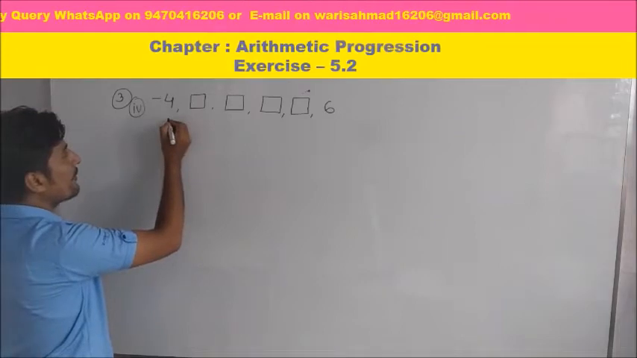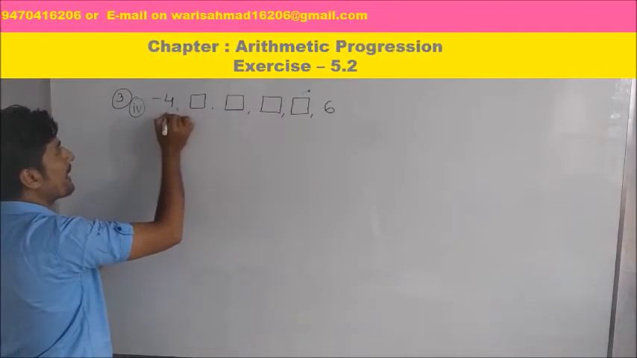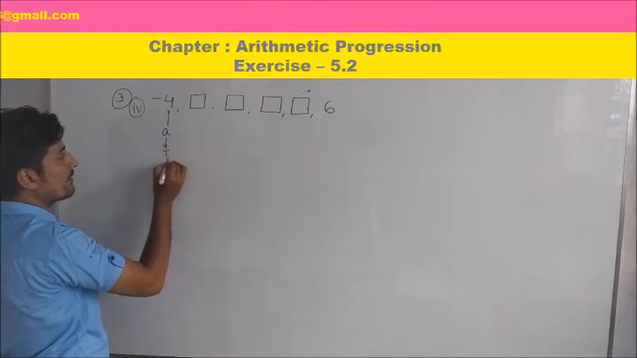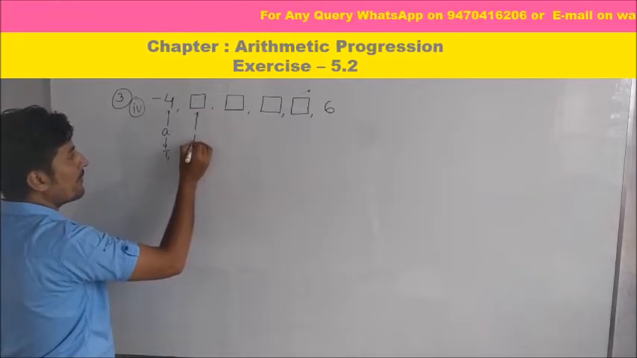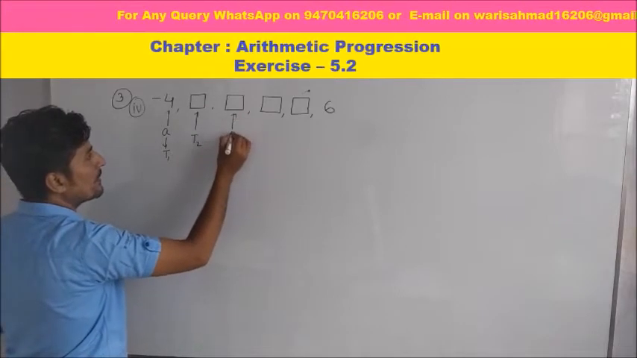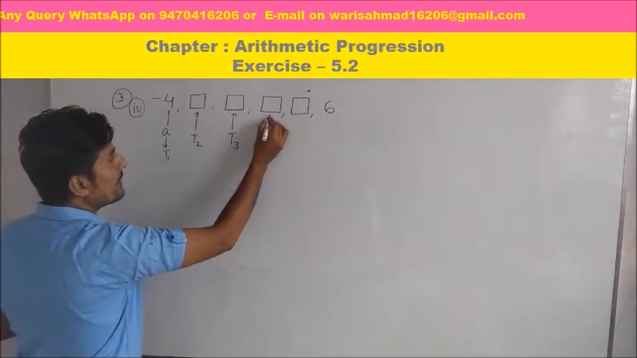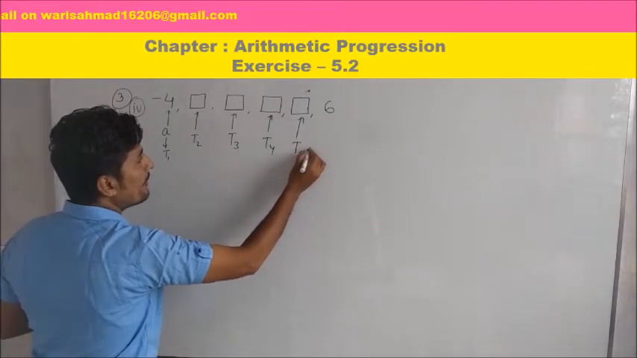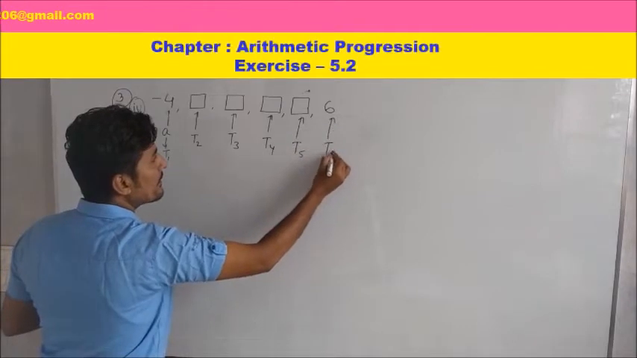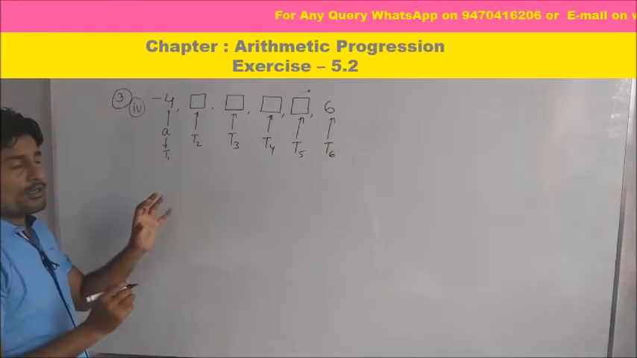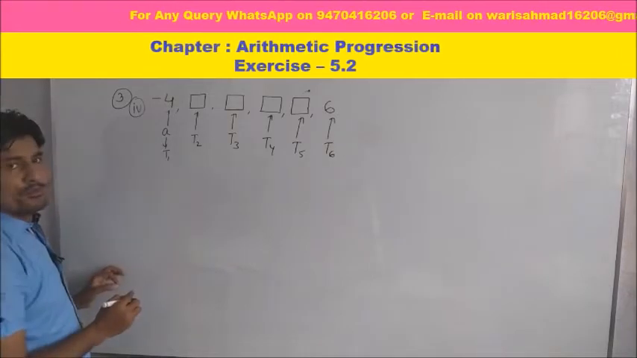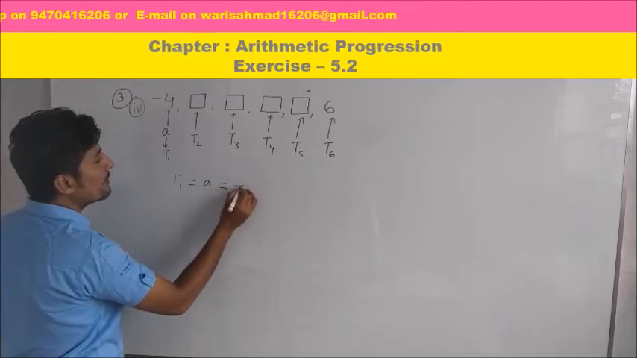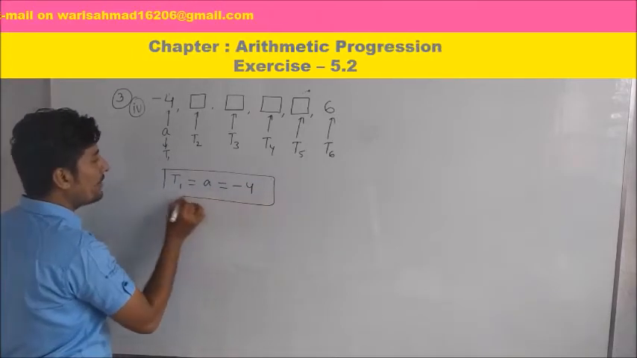As we know, this is the very first term of AP, so this can be taken as A, or we can say this one is T1. Now, this is the second term of AP, so we can write this one T2. This is the third term of AP, this can be T3, this can be T4, T5, and this is T6. It is already given that the value of A is equal to minus 4. T1, the first term, is equal to A, and that value is given as minus 4. So this is the value of A we got.